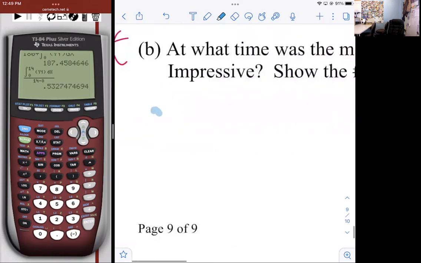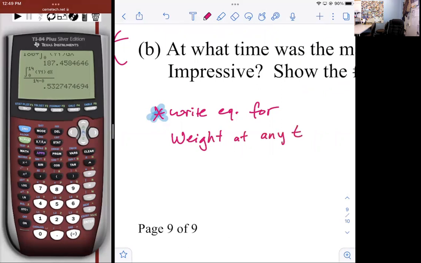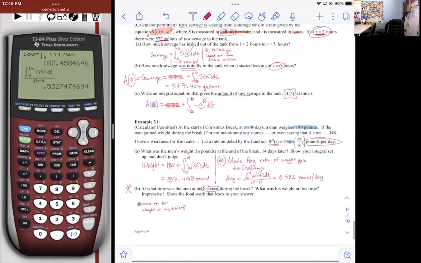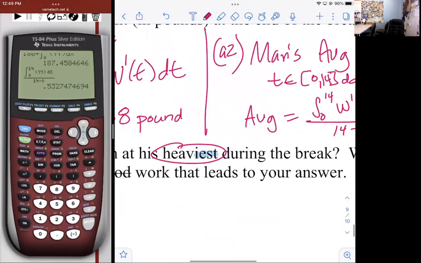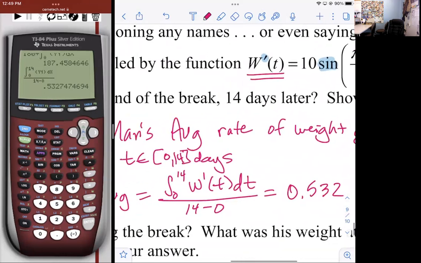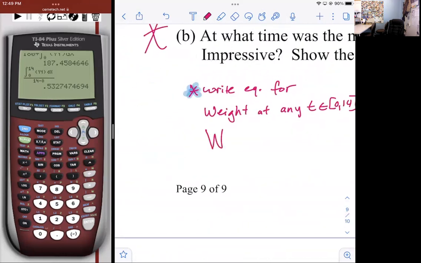All right. Now let's go ahead and do this. Before we do that, let's write an equation for the man's weight at any t between 0 and 14. It didn't ask us to do this, but that's what we did up above on part C. It didn't give us a name for that. Like above, it told us to call the amount A of t. It doesn't need to give us a name in this case because the rate equation was called W prime. So we're going to call the weight at any given time just W.